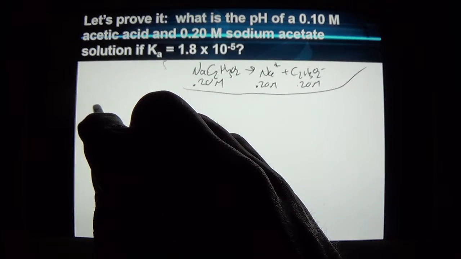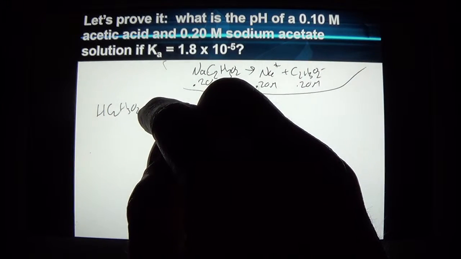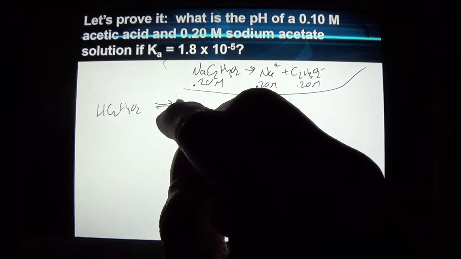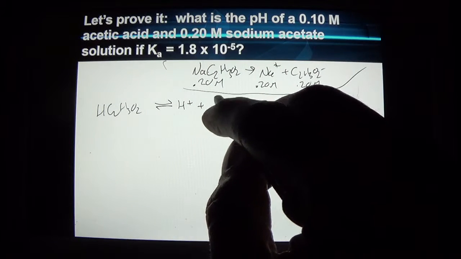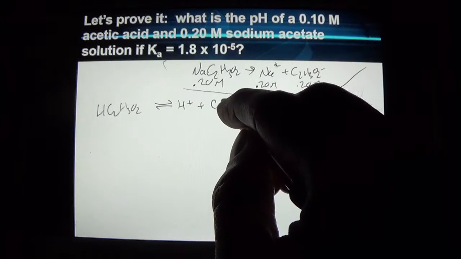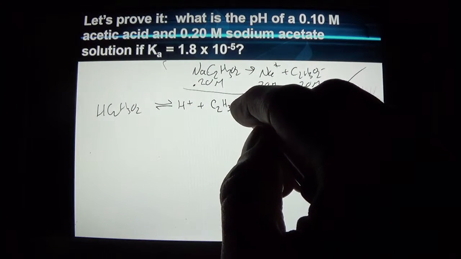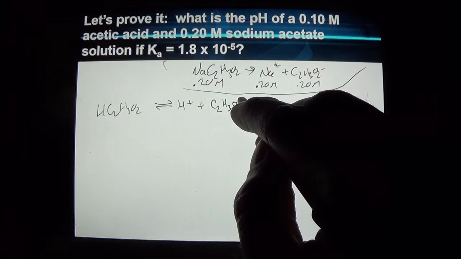Here's my acetic acid, HC2H3O2. Again, I'm going to not show water. Not wrong if you do, not wrong if you don't, but pick one way or the other. Don't try to mix the two. That does actually make you wrong on the AP test. Either show water on both sides, one is water, one is hydronium ion, or don't show it on both sides.